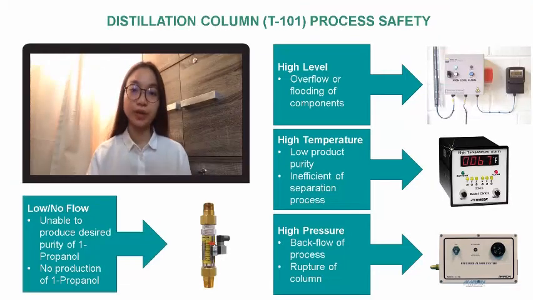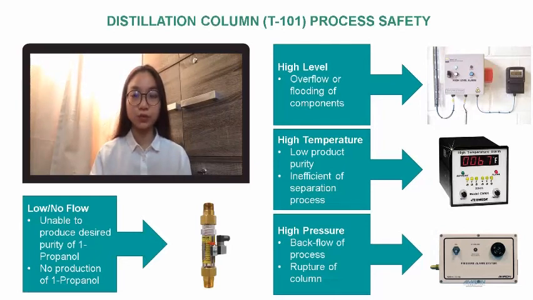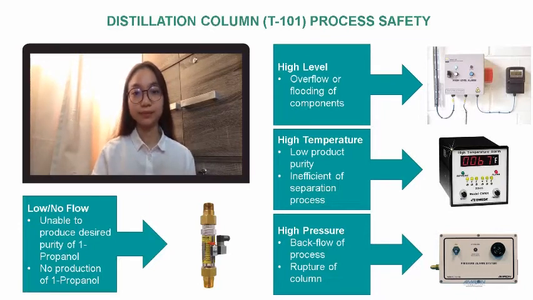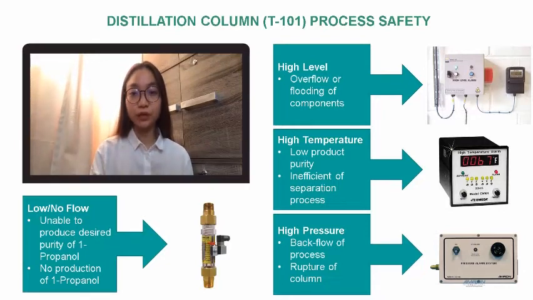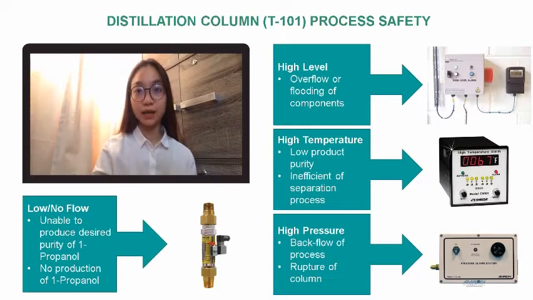The objective of the hazard and operability study of T101 is to examine its operation as well as to evaluate problems that may be potential risks to employer, employee, and its surroundings. The first parameter is when there is low or no flow, which disrupts the purity of 1-propanol or even stops the whole production. Therefore, it is required to install a low flow alarm and also to maintain the pipes to prevent blockage. The second parameter is high level, which causes overflow or flooding of components in the distillation column. Therefore, it is important to install a high level alarm.